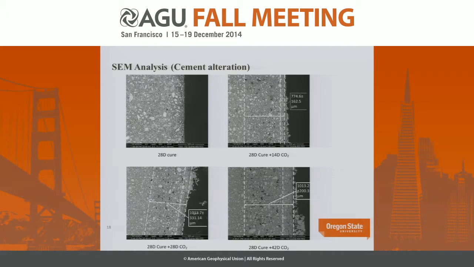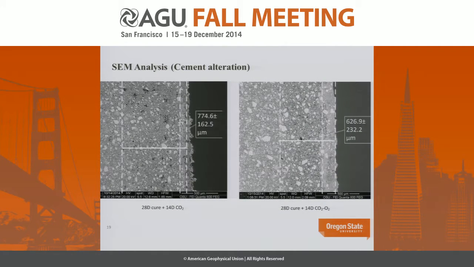With this background, if we look at all our samples, we can see that the cement got altered after the CO2 got injected into the system. Here we can see that at 14-day exposure, we have nearly 800 micrometers of alteration, and at 42-day exposure, about 1,000 micrometers. Here is the comparison between the ones exposed to CO2 and CO2 with O2, both at 14 days. The ones at 14 days with CO2 and O2 sequestration have a little bit lower alteration on average, but a higher variation.